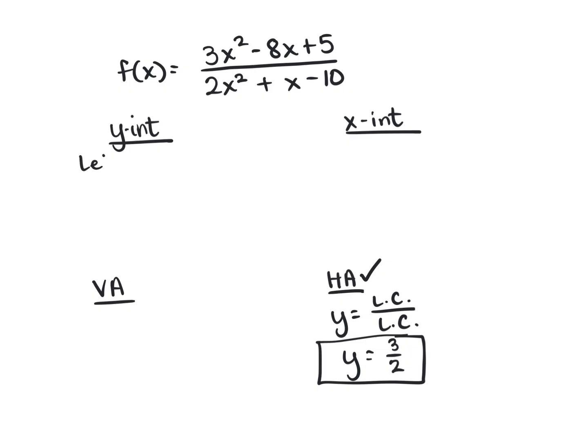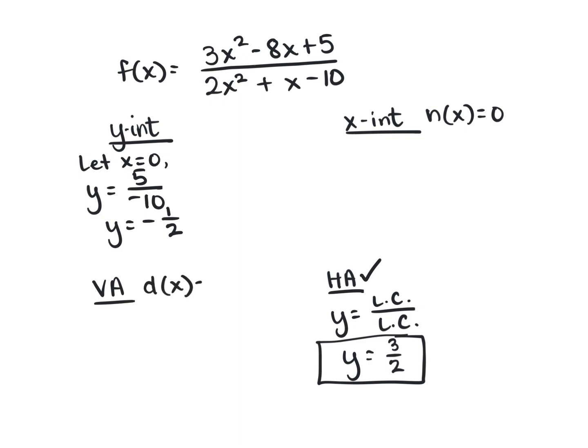So for the y-intercept, we're going to let x be equal to 0 and solve for y. So that gives me y is equal to the first 2 terms in the top disappear, so a 5 is left in the numerator, and in the bottom, the first 2 terms are gone, and I have a negative 10. So this gives me a y-intercept at negative 1/2. Now, for the x-intercept, you're going to have your numerator equal to 0. And for vertical asymptote, you're going to let your denominator be equal to 0. But before we do that, we need to make sure that there are no common factors with this. So take a second and see if you can get those to factor.